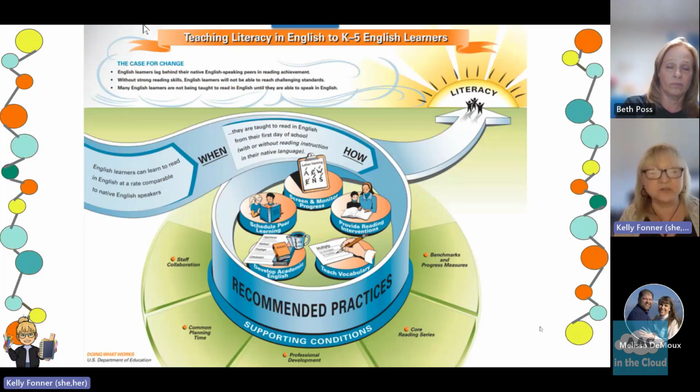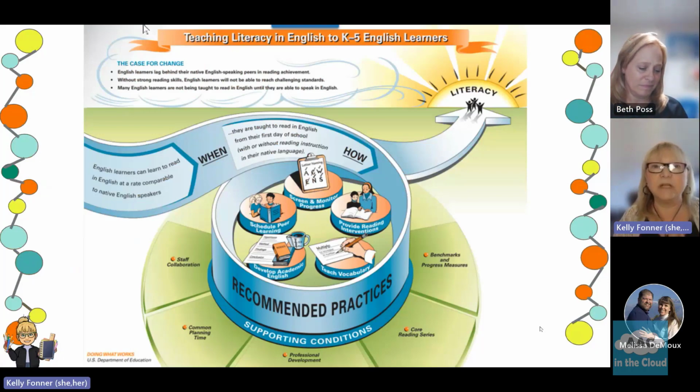And what encircles all of this, those supporting conditions, are staff collaboration, finding planning time in all the different ways that we find planning time, attending professional development like you are here at AAC in the Cloud, and all of the wonderful resources that you get from this conference opportunity. We look at working with reading materials, being systematic and sequential with what we're doing, and monitoring the progress that's happening.